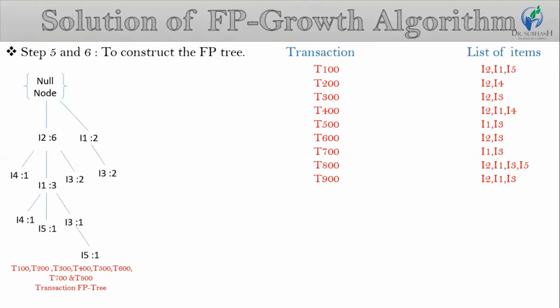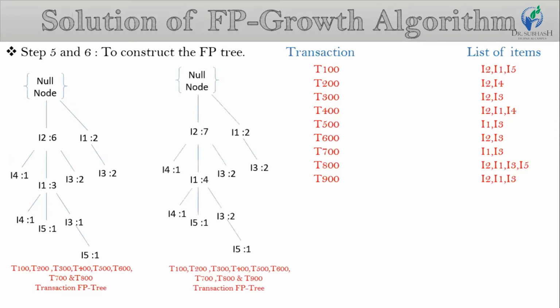Now, the next transaction is transaction T900 that contains the items I2, I1, and I3, which would result in a branch where I2 is linked to the root, I1 is linked to I2, I3 is linked to I1. However, this branch would share a common prefix I2 with the existing path of transaction T100. Then we increment the count of each item. So I hope you can understand how we can generate an FP tree.